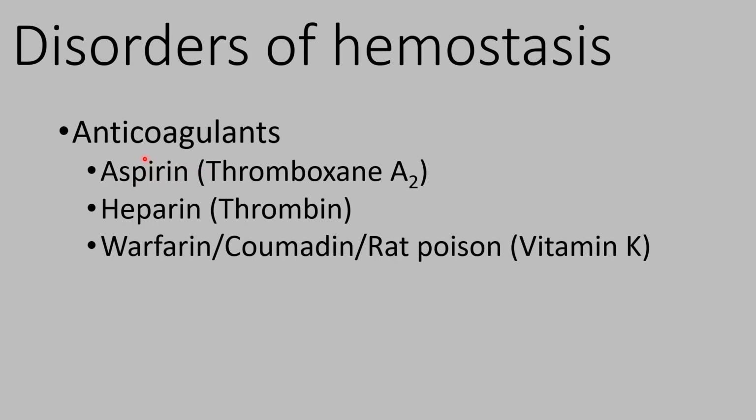So it can lead to a lot of bleeding if you get a small cut, not because your blood is thinner, just because your blood is not able to clot. Heparin. Heparin blocks thrombin. And then lastly, warfarin, Coumadin, rat poison, these are all the same thing.